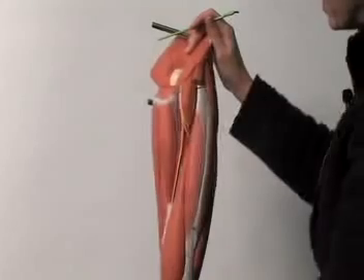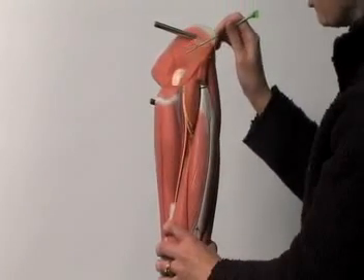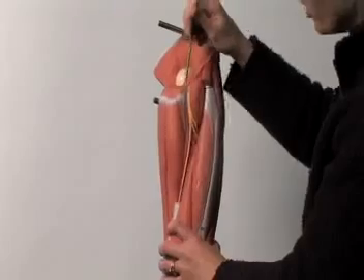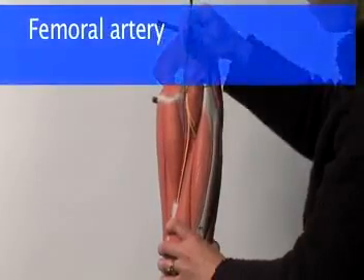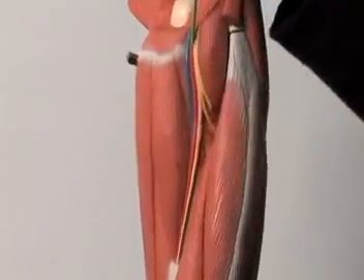This is the muscle man leg, and I'm showing you that after the external iliac artery passes through that inguinal region, it then becomes the femoral artery. So we can see the femoral artery here.